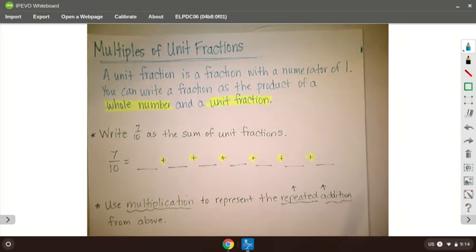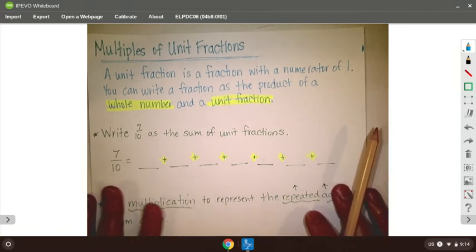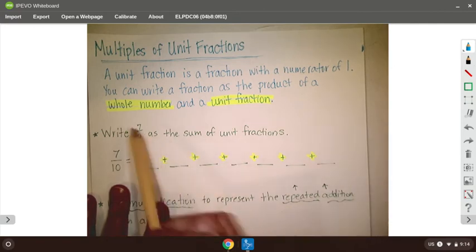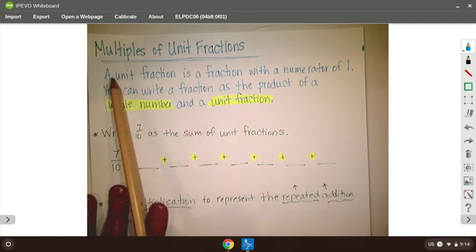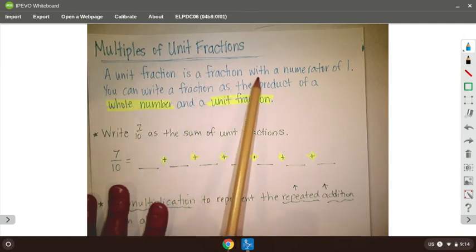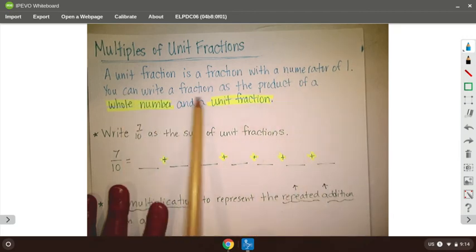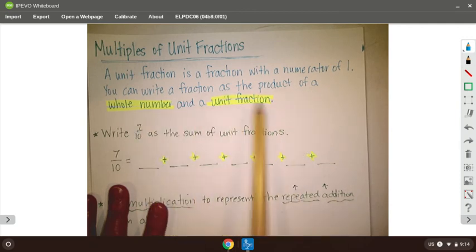So for chapter 8, we're going to start multiplying fractions. So I just want to connect multiplying fractions to repeated addition and review some terms here. It says here, multiples of unit fractions. A unit fraction is a fraction with a numerator of 1. You can write a fraction as the product of a whole number and a unit fraction.